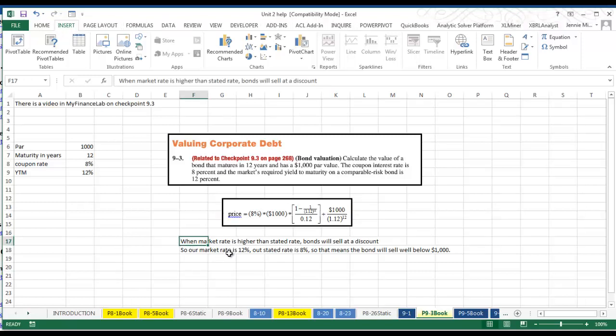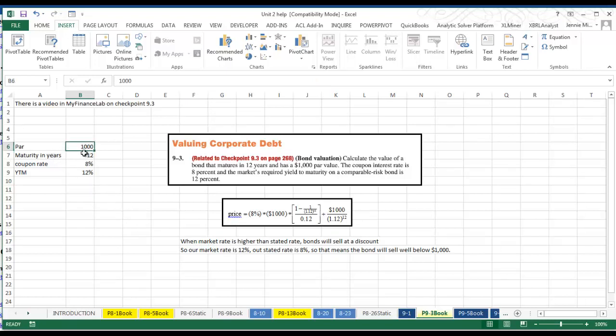When the market rate is higher than the stated rate, bonds will sell at a discount. So in this problem, our market rate is 12%. Our stated rate is 8%. That's quite a bit of difference, so that means the bond will sell well below $1,000. What we're trying to find out is what this bond is worth right now, so we're going to use what's called present value.